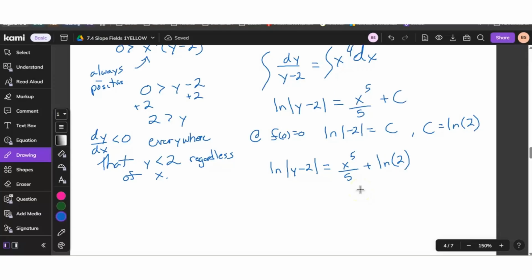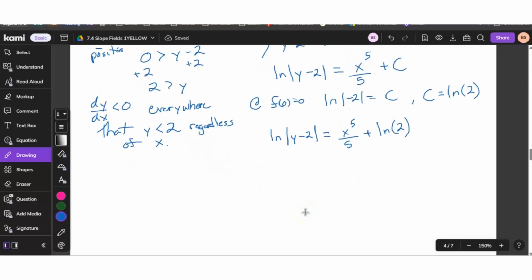So I need to raise this to the power of e to the power of this so that I can get rid of everything. Okay, so e to the power of these things. e to the power of ln, great, cancels. Absolute value of y minus 2.